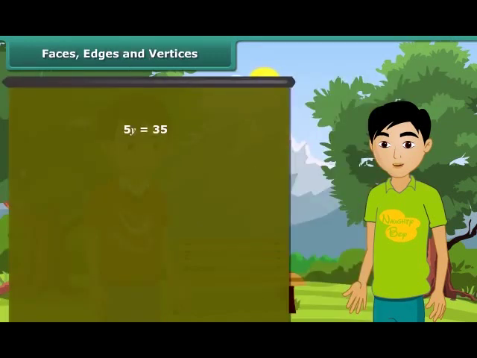Now take the equation 5y is equal to 35. To get just y on the LHS, we will divide both sides by 5. So we get LHS which is equal to y and RHS is equal to 7. Hence we get the result y as 7.